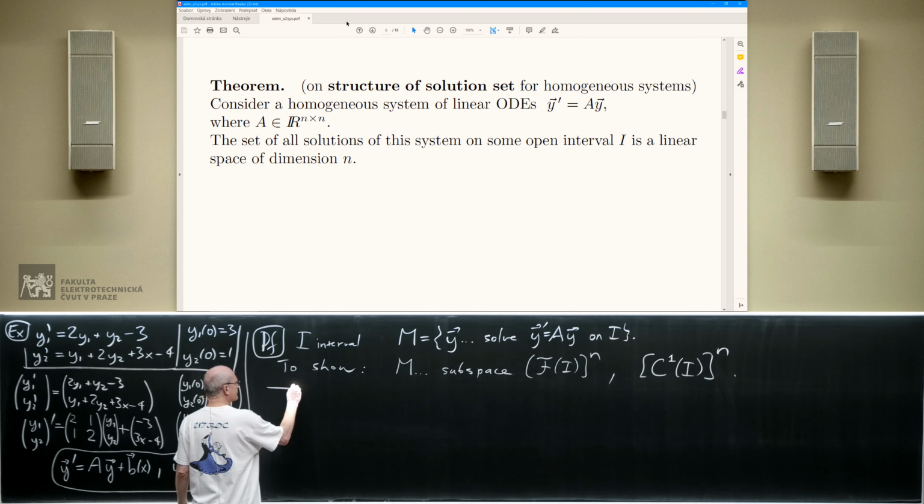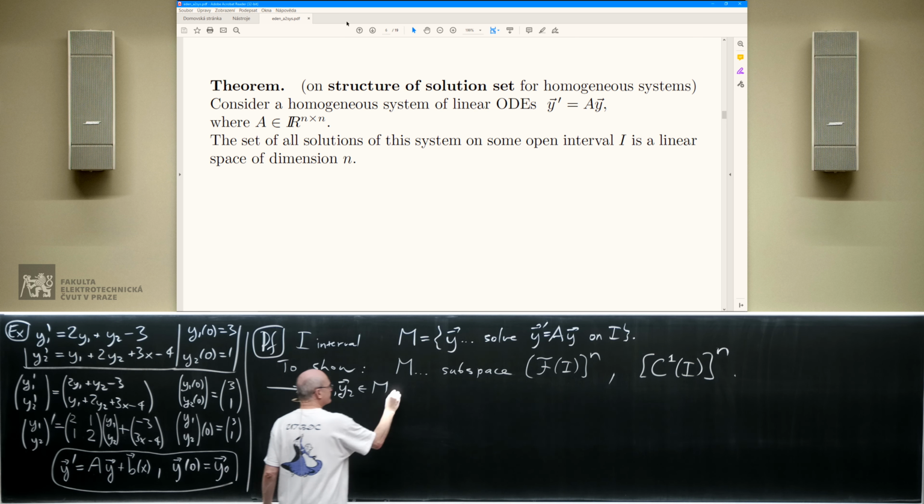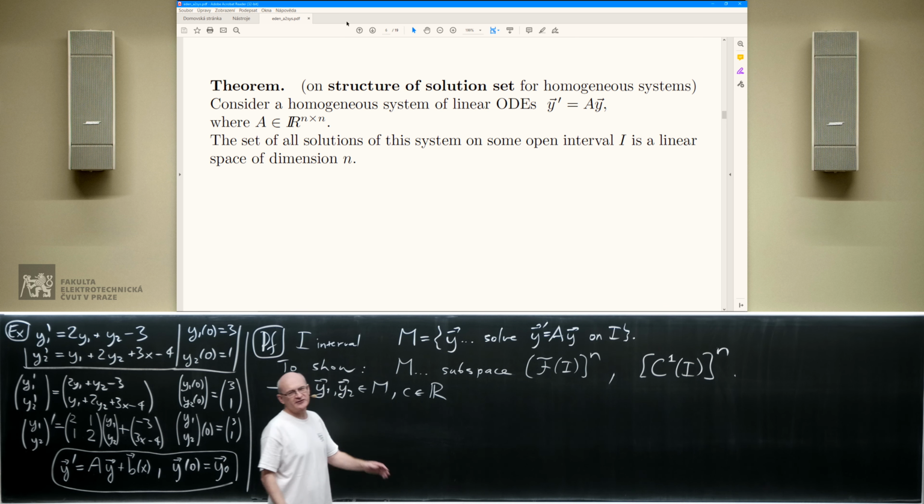So I need to do the following. I take two objects, y1, y2, from the set M. I take a scalar, which in our case will be a real number, but it could be complex also in some settings. And we want to show that cy1 plus y2 belongs to M. So this is the formal statement from linear algebra. You start with two objects, a constant, you combine them together, and you want to stay within your set. So this connects together addition and scalar multiplication into one formula, and does the two steps in one go.